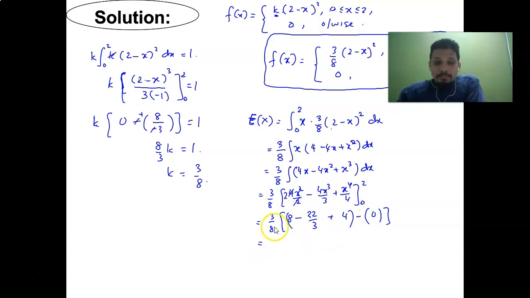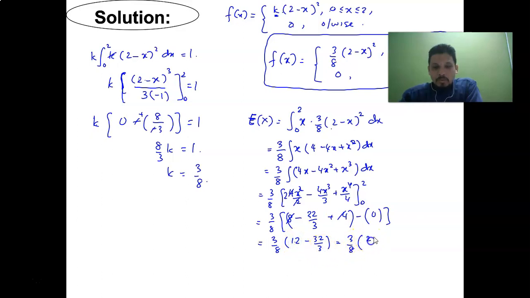Okay, so now 3 over 8, 8 plus 4 equals 12, minus 32 divided by 3. You may find this answer here, and it gives you 1 over 2. So find out yourself how you are going to get this one. Never mind, I'll show you.